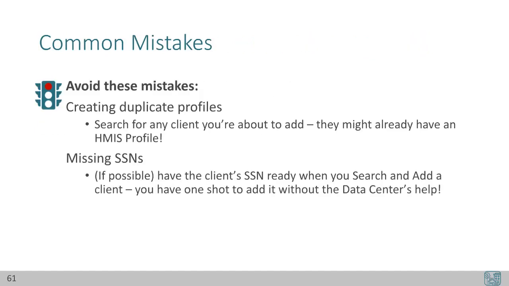The most common mistakes to finding the client profile are creating duplicate profiles and missing social security numbers. Avoid these mistakes. Creating duplicate profiles: search for any client you're about to add. They might already have an HMIS profile. Missing social security numbers: if possible, have the client's SSN ready when you search and add a client. You have one shot to add it without the data center's help.